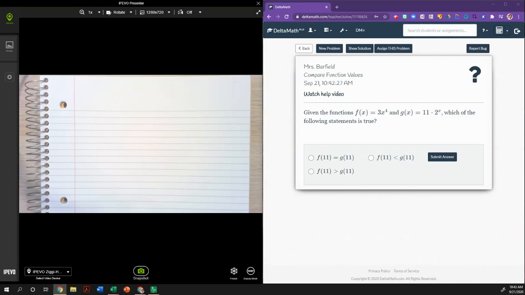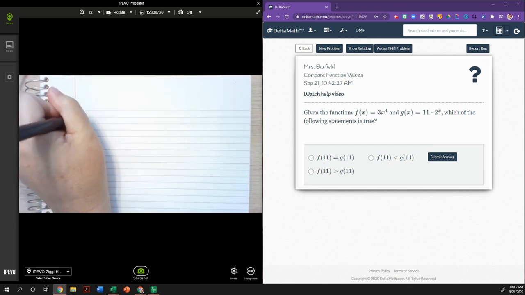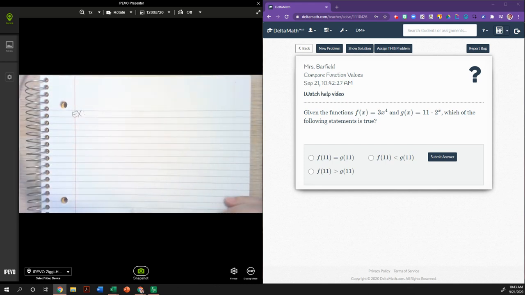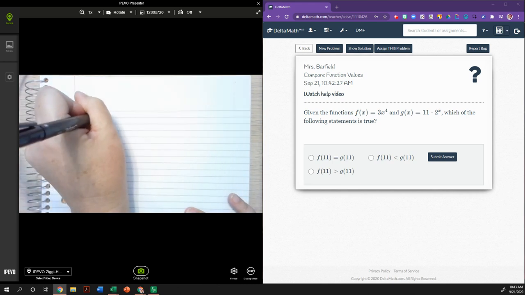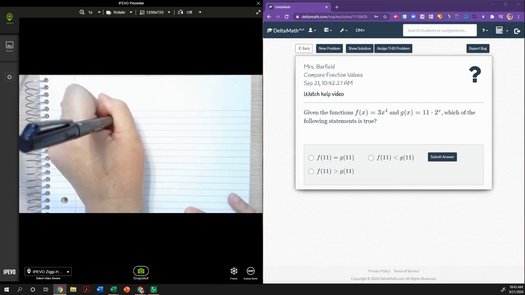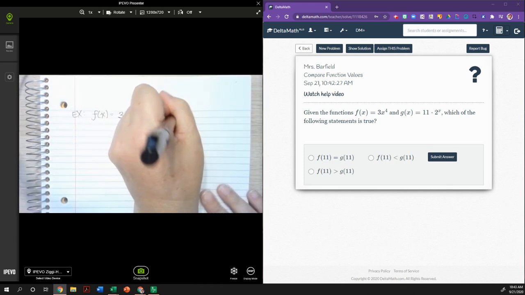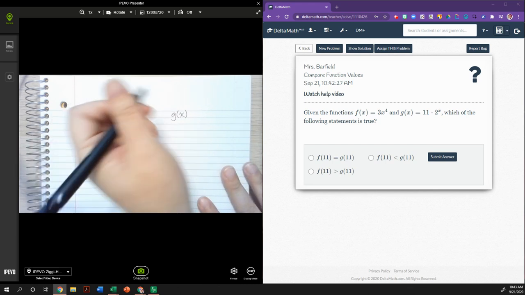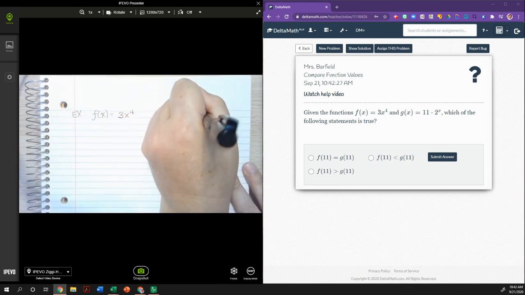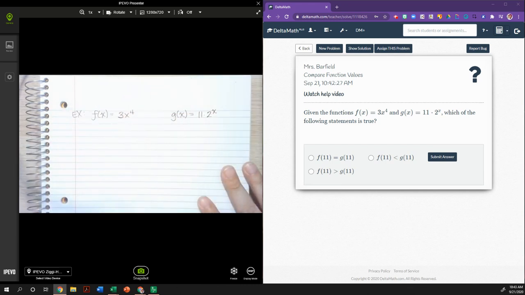All right, you guys, so we are continuing on with our function notation, okay? And this one we're going to be looking at comparing some values. It says, given the functions f of x equals 3x to the fourth, and g of x equals 11 times 2 to the x, which of the following statements is true?